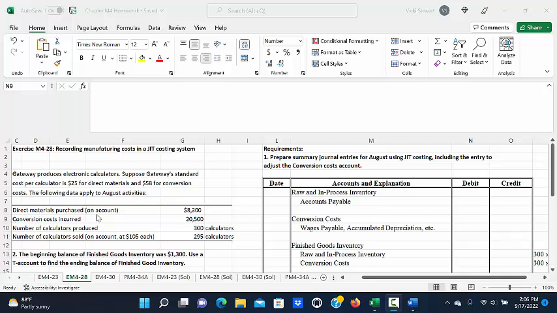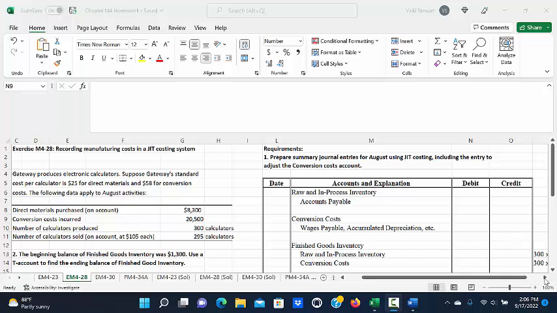Direct materials purchased, which were on account, was $8,300. Conversion costs incurred were $20,500. They produced 300 calculators and they sold 295 at $105 each.